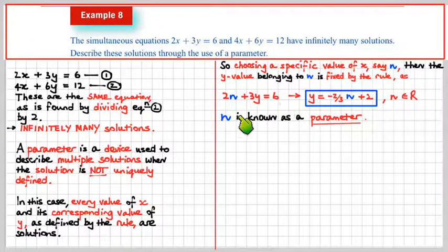So n is known as a parameter. That's all we're saying. Because there's no unique solution, as I've said about 15 times.